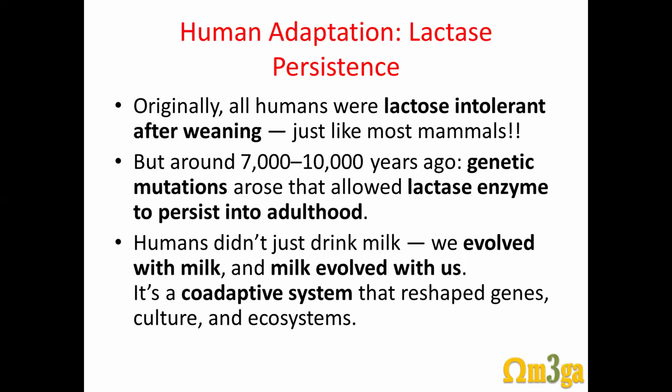No species drinks milk from another species. And the protein in that cow milk is highly inflammatory. And that's basically the name of the game, why we ferment it, because then you alter that protein and it's safer. But the point is that humans didn't just drink milk. We evolved with milk, and milk evolved with us, and it's a co-adaptive system. It really reshaped our genes.